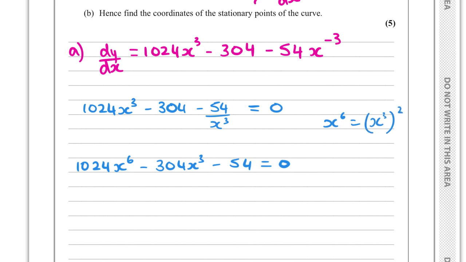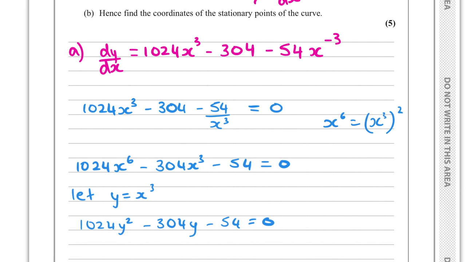Now, if it's easier for you, you can write this in terms of y. So you just say, let y equal x cubed. So we're going to have 1,024y squared minus 304y minus 54 equals 0. Okay, I'm literally going to just put this into my calculator to find out solving the quadratic.